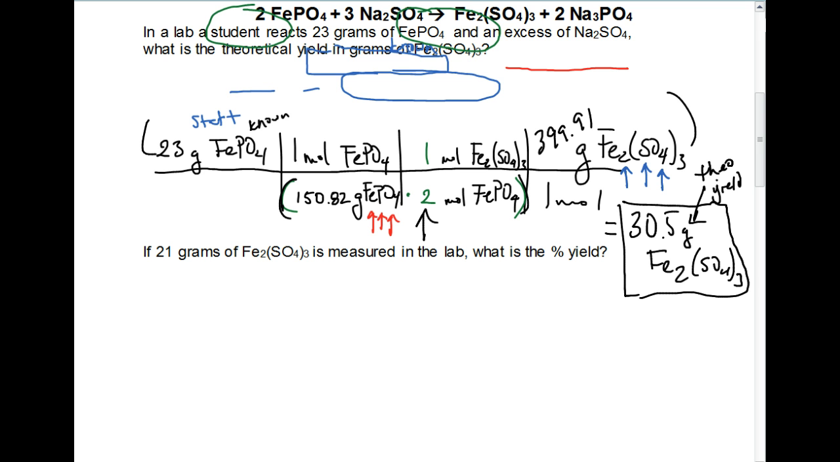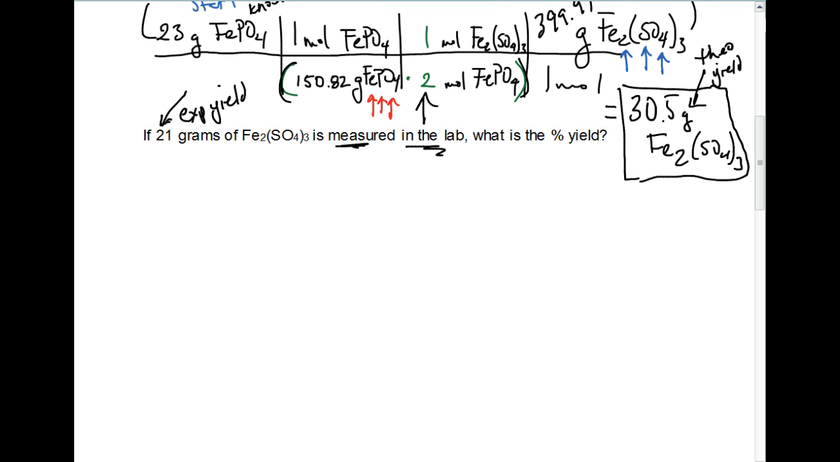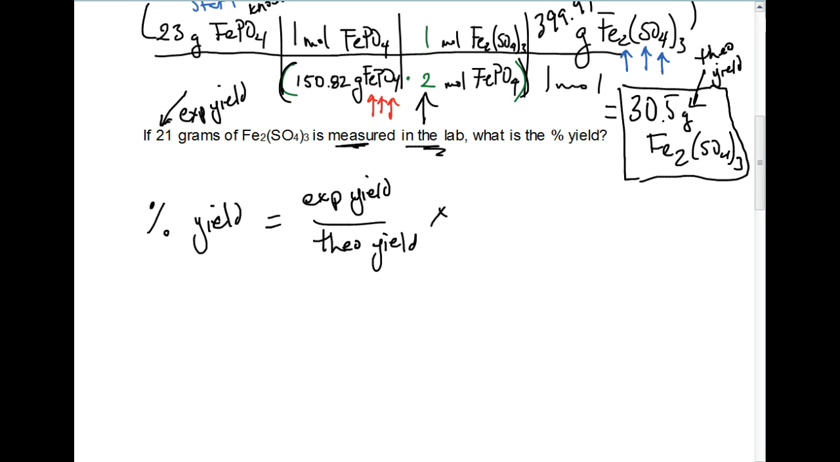Now, down here it says if 21 grams of iron(III) sulfate is measured in a lab, what is the percent yield? Well, that 21 grams right there, that is our experimental yield. It was measured in the lab. So what we're going to do to find the percent is we're going to use the percent yield formula. Percent yield is equal to experimental yield over theoretical yield, and we're going to multiply that guy by 100.